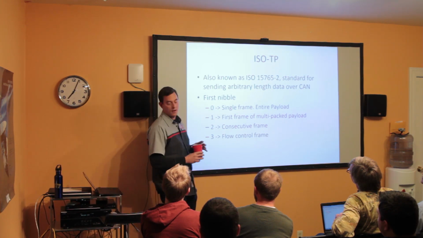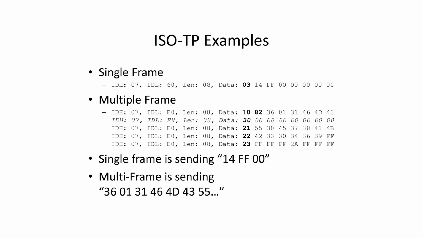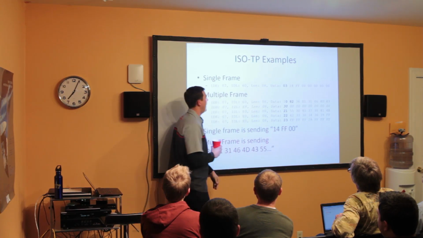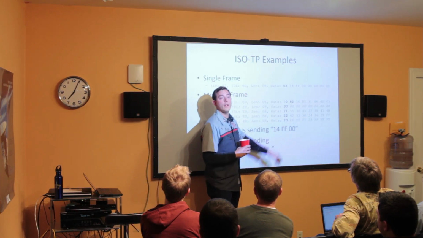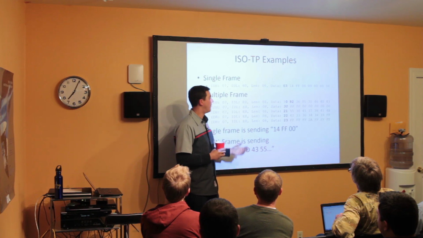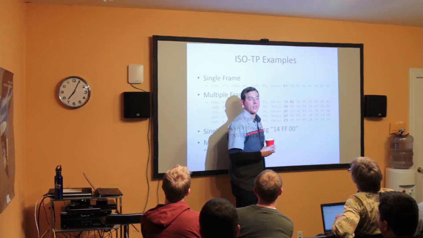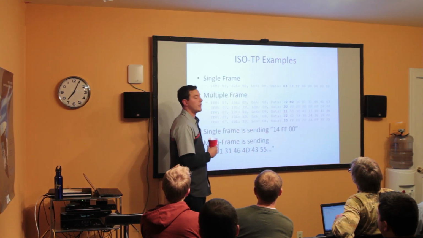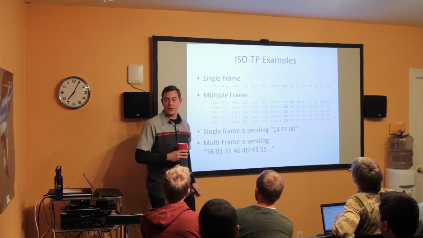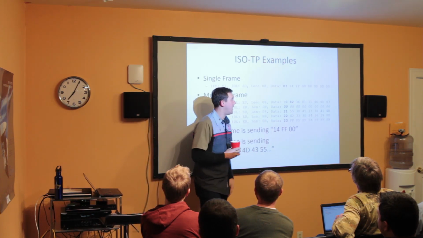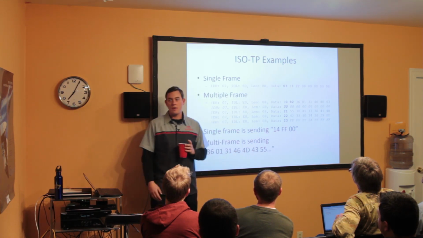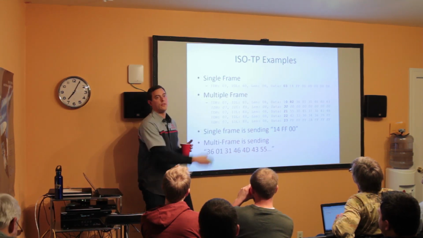I'm a color by numbers guy, so this is probably easier for me. A single frame, so this one is saying, hey, I have 3 bytes, right? 14FF00. If you want a multiple frame, the first nibble is going to be 1 saying, hey, there's multiple frames coming for you. The next 3 nibbles are going to be the size, 82 hex, and then it starts sending the data. The 30 is a response, just an ACK, really, like, hey, I got that, let's start sending the data, and then you send it out. So this ISO-TP, when you go to your dealership or whatever, and they do a firmware update over CAN, this is normally how they're doing it.